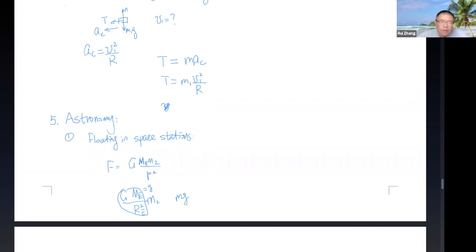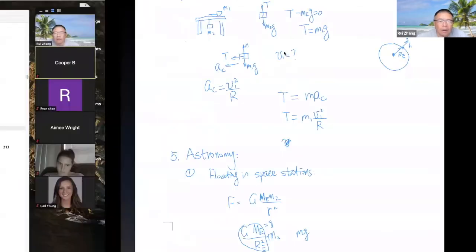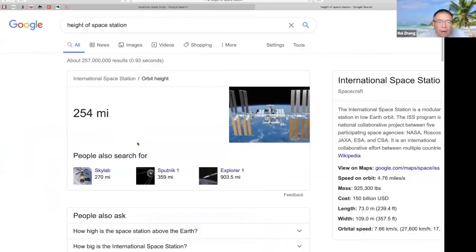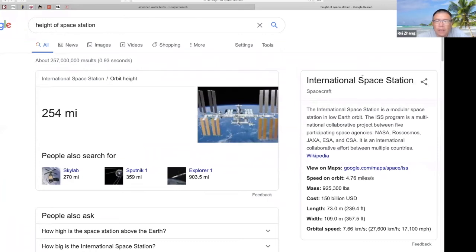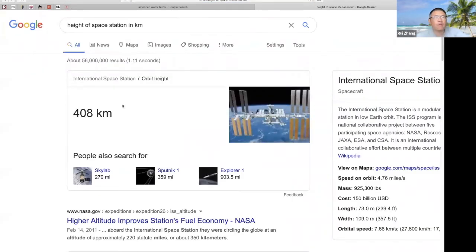So think about it, right? This is the Earth, and the space station is somewhere here. This is the radius of the Earth, but the distance from the space station to the center of the Earth is this radius plus the height. So what is the height of the station? Roughly speaking, it is about 254 miles, so maybe let me put it in kilometers, 400 kilometers. So we know the height is 400 kilometers, okay?